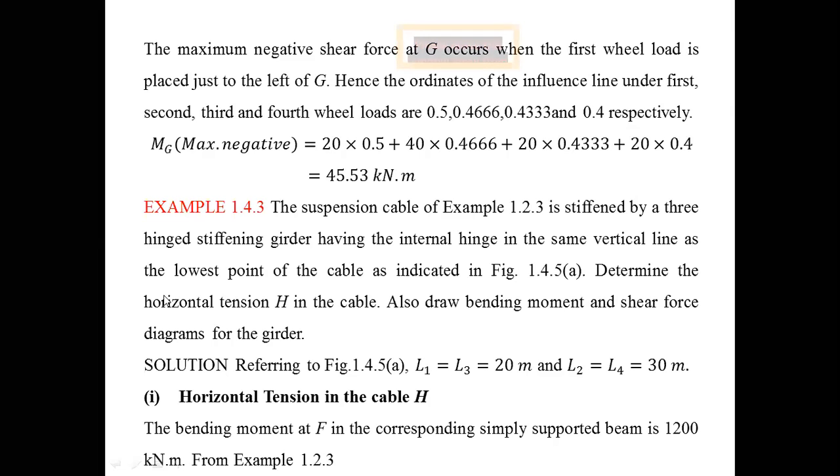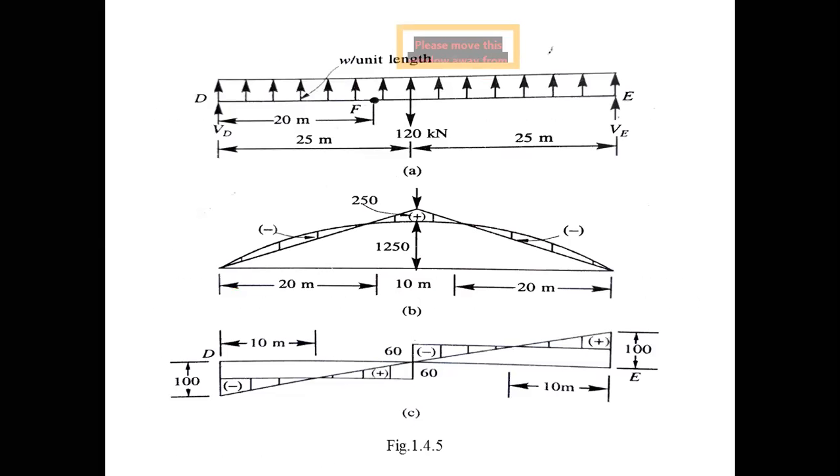Okay. So this is figure A. DE is the stiffening girder. For this third hinge, F is placed at the lowest point, 20 meters. It is subjected to one vehicle, one wheel load, which will be kept at the center, 25. This is the given figure A. Figure A is given. You can draw figure B and figure C from the equations.